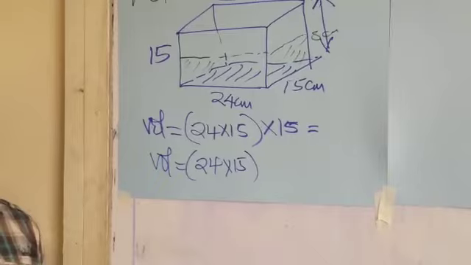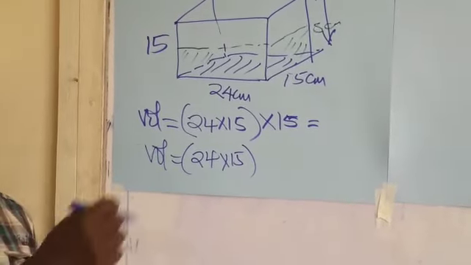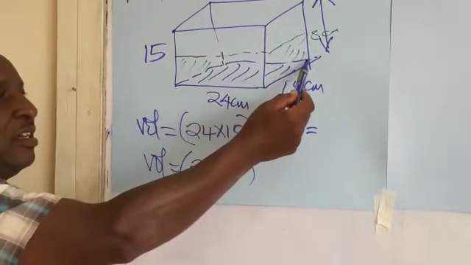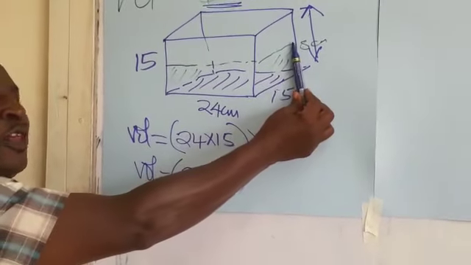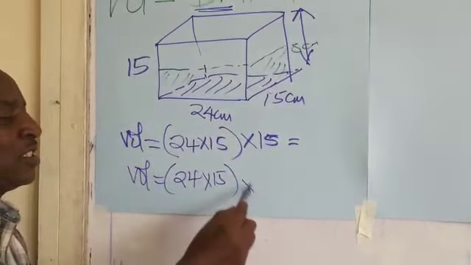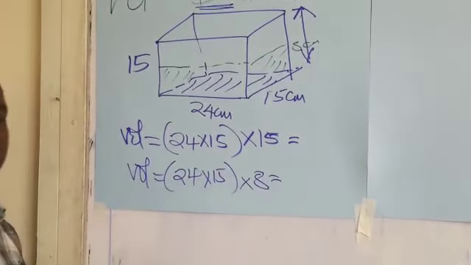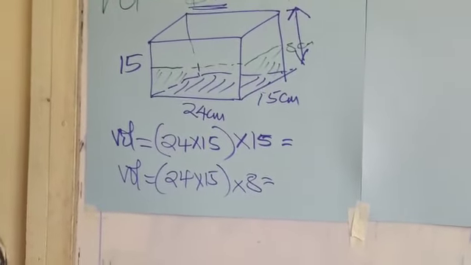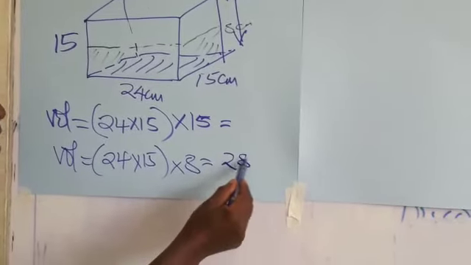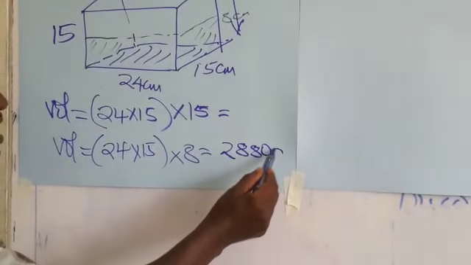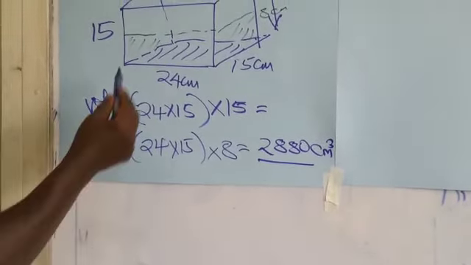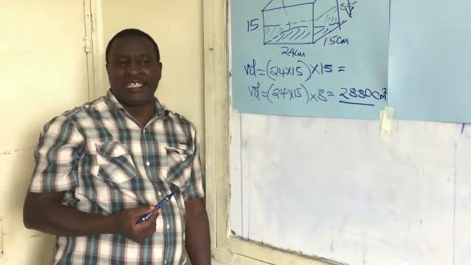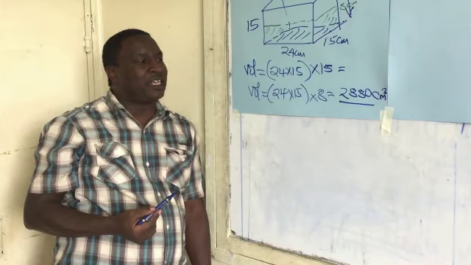What is it that is changing? It is the height. Because here we had 15, now the height becomes 8. So we'll multiply by 8. And this should give us something like 2,880 cubic centimeters. That is the amount of water that is supposed to be inside there.